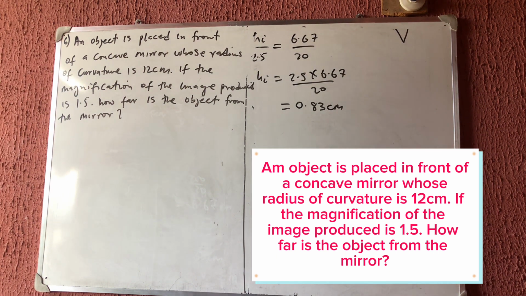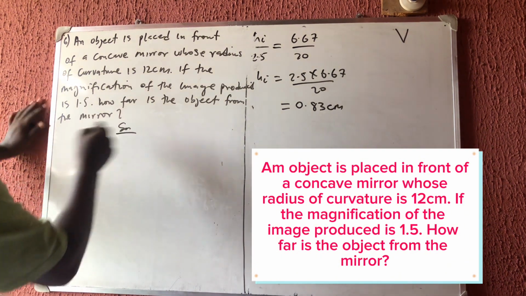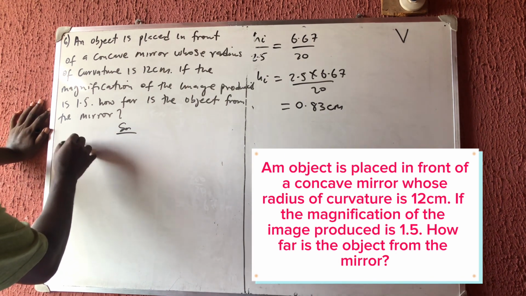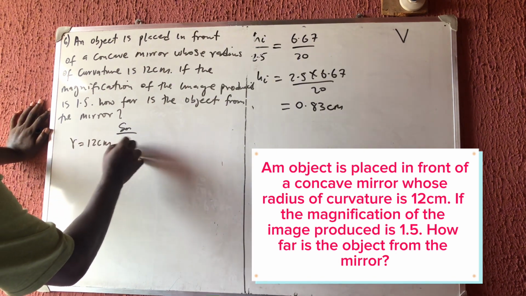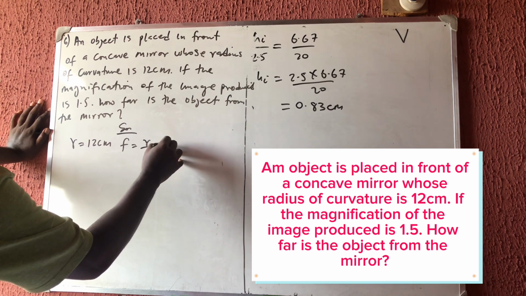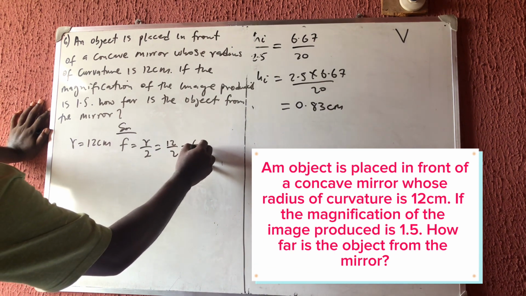Okay, this is a very simple question. We have an object placed in front of a concave mirror whose radius is this. Solution: they have given us the radius, so the radius r is equal to 12 cm. But I know that my f is half of the radius, which is 12 divided by 2, which is 6 cm.